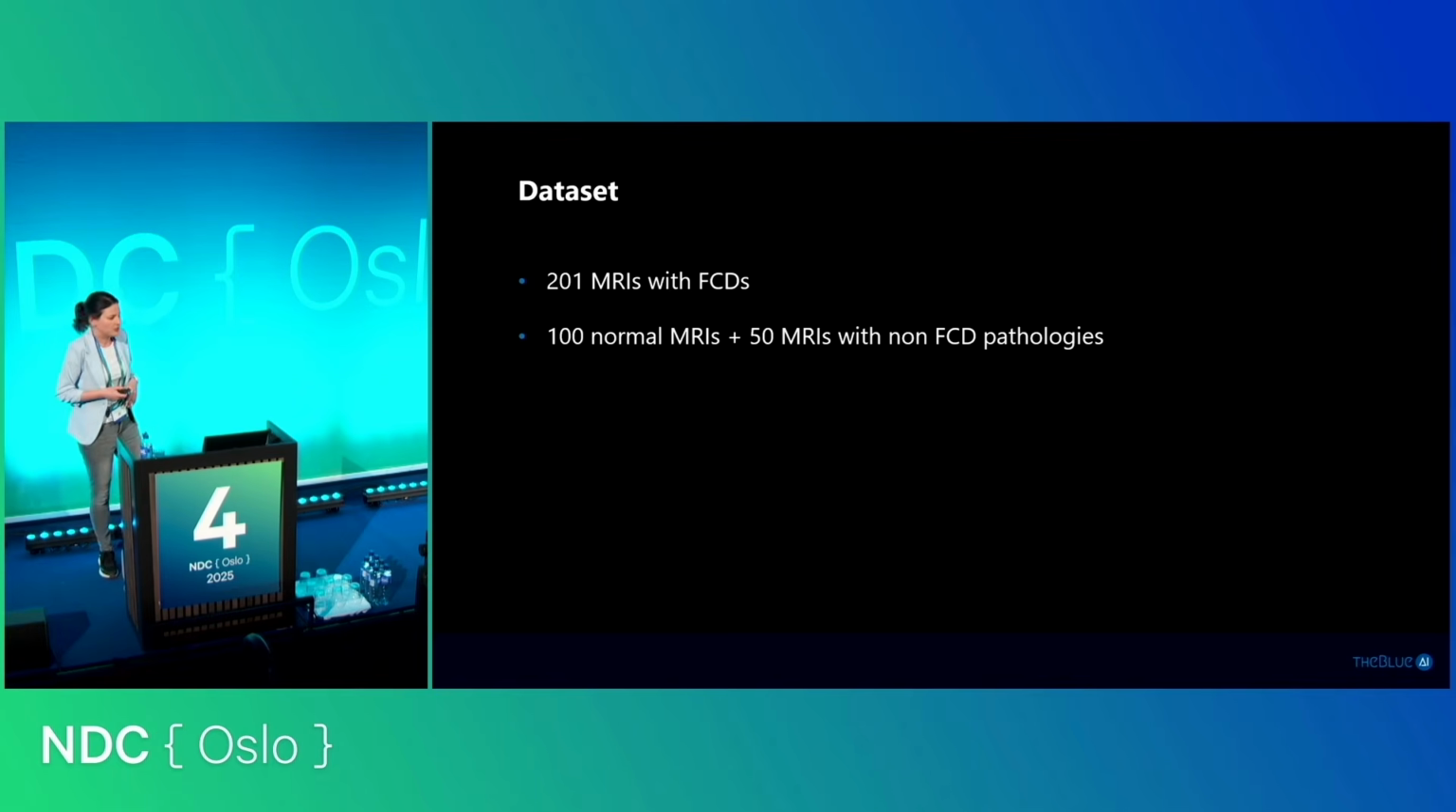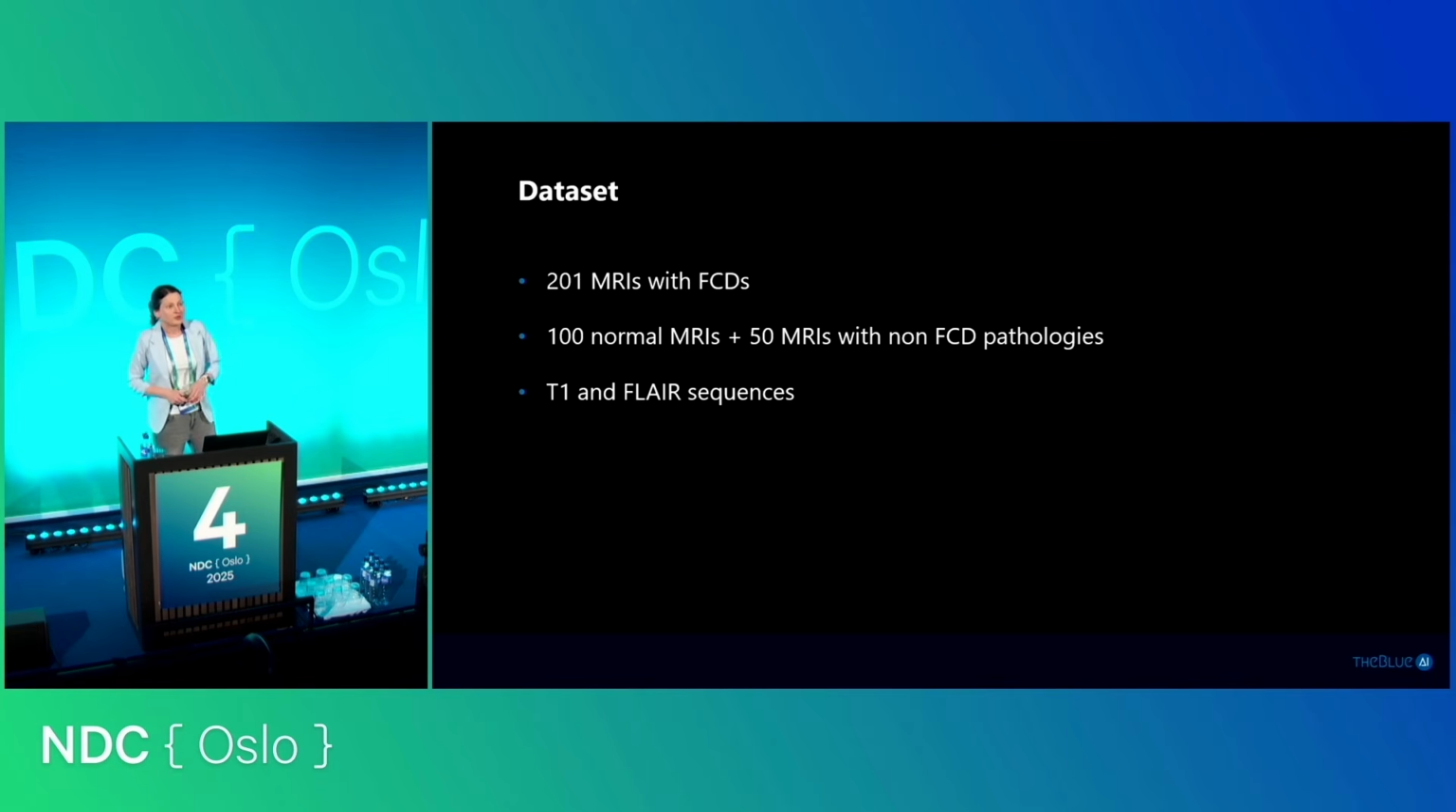But we didn't want to only say, knowing that there is somewhere FCD, to detect where it is. We wanted to be useful in daily life. So we also have taken 100 normal MRIs, as well as 50 MRIs with different pathologies, because whenever you go to the neurologist, you can have some different things and not have a fully healthy brain.